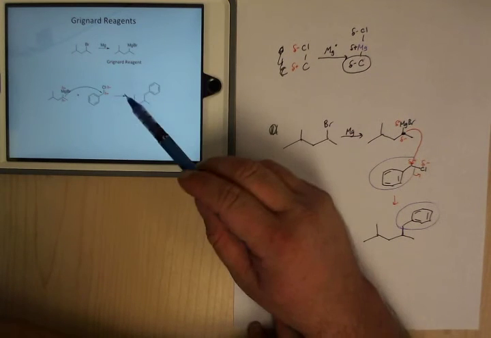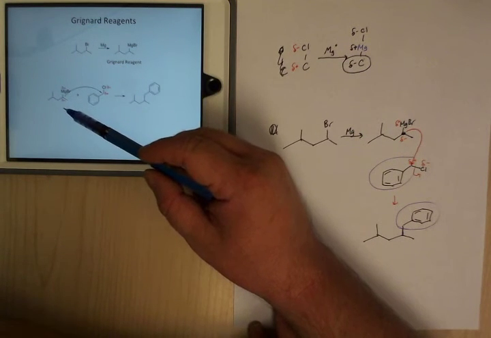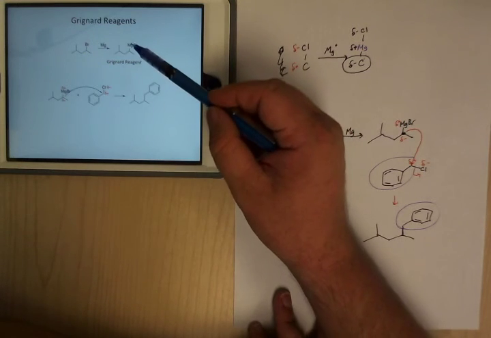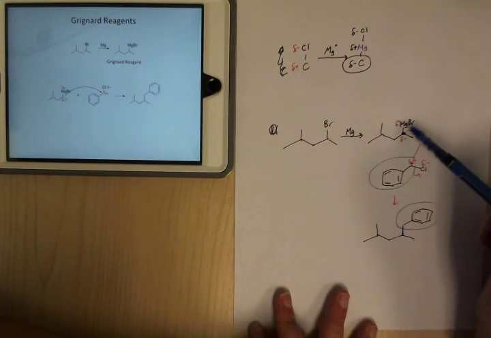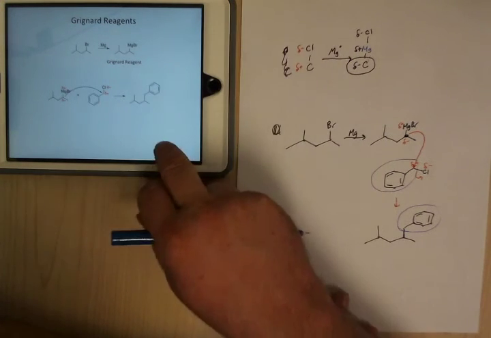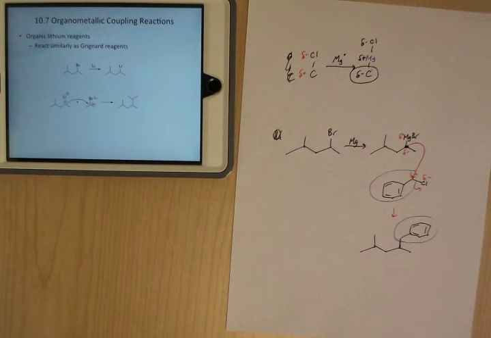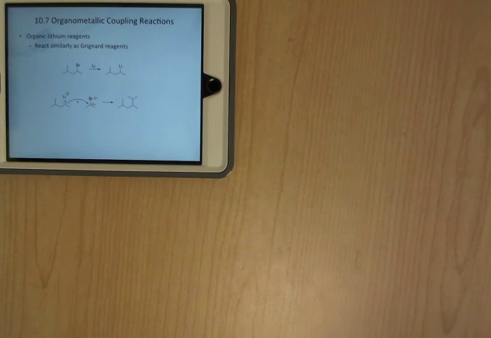So you can make a stabilized carbanion. This MgBr, with the magnesium inserted within, is called a Grignard reagent. The other thing you can do is put in lithium. It's analogous to the Grignard.